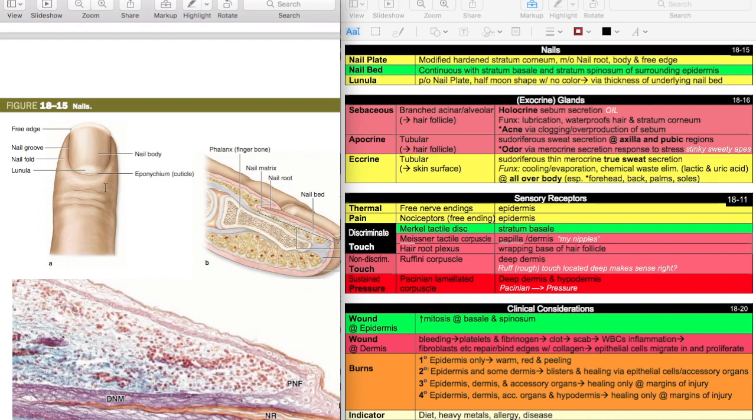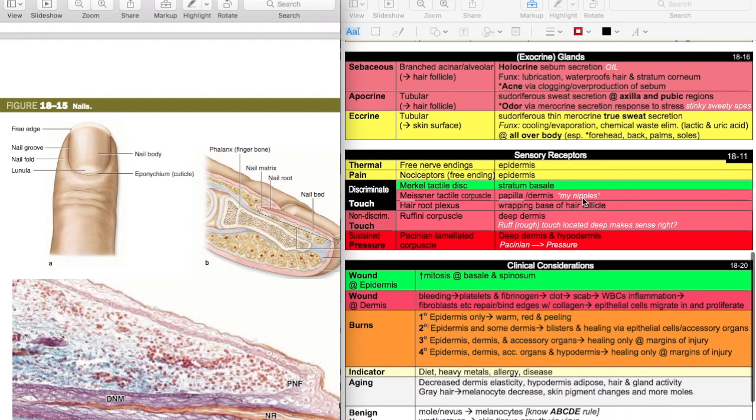A nail root, a body, and a free edge. The nail root is underneath this lumped up skin, which I'm tracing here. That's the nail root, where it's growing and extending out. And then the body and the free edge, the tip of your fingernail. Pretty straightforward. So just review these pictures a little bit, and you should be good to go.